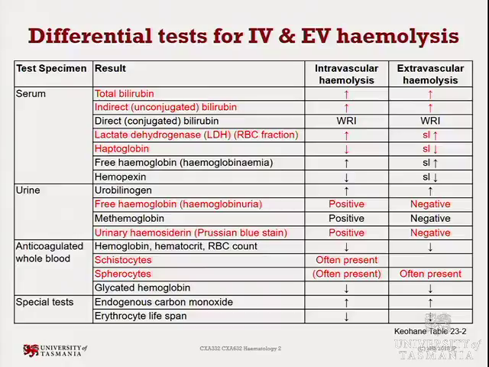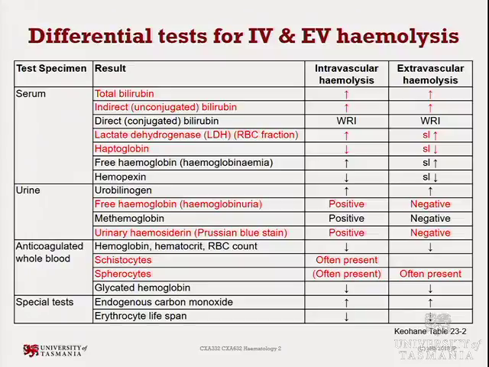And the other thing that is a little bit different to the actual table in the book, and that's why I've got it in brackets here, is that according to Keohane, intravascular hemolysis only has the presence of schistocytes, but of course you can get spherocytes in intravascular hemolysis as well. So we tend to get schistocytes and spherocytes, whereas in extravascular hemolysis we tend to just get spherocytes. Okay?